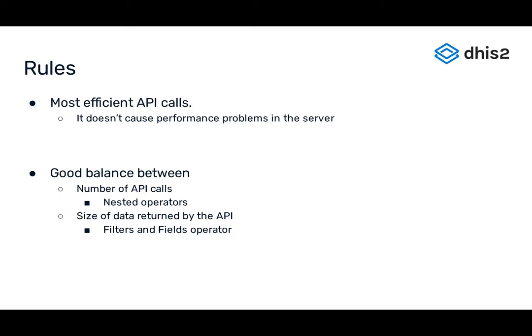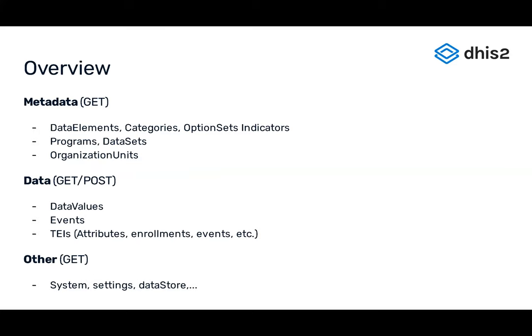But in any case, as I said before, it's good to know what the context is here, what API calls are already supported, and what can be extended. As an overview, as mentioned by Austin, we can divide the API calls into those for metadata or data, and other, more generic endpoints that give you information about the system, and other particular endpoints that store JSON files and so forth.